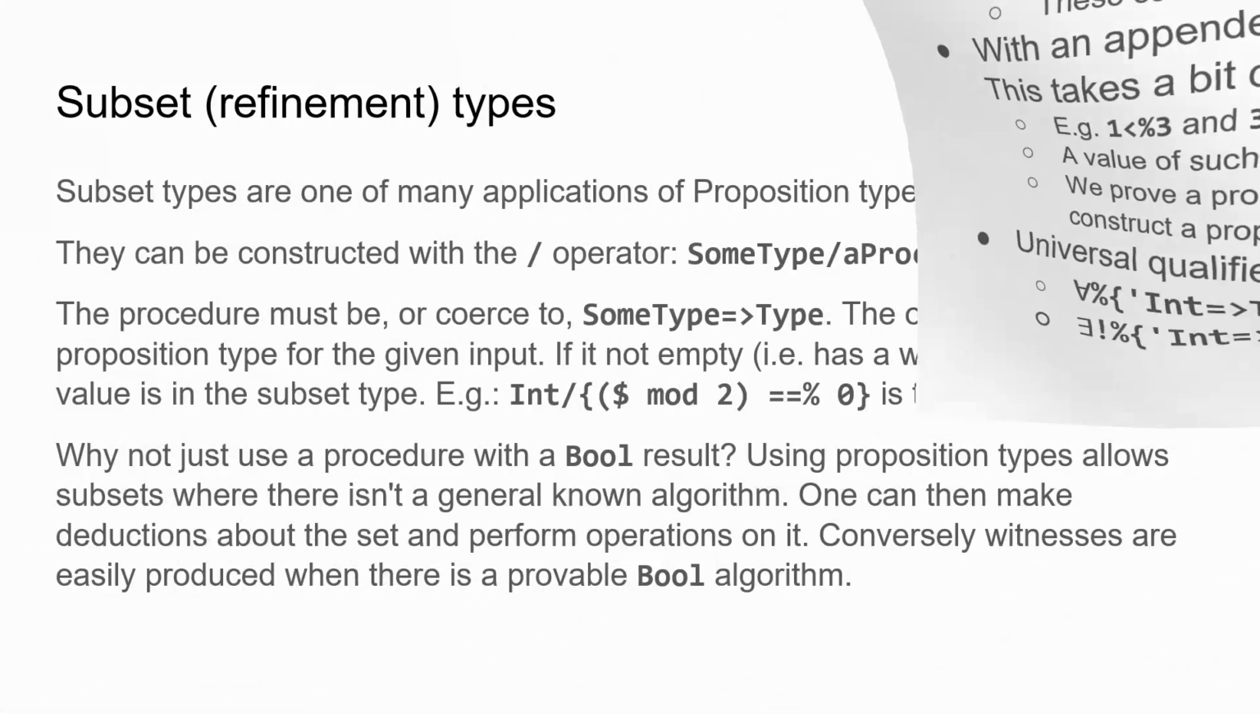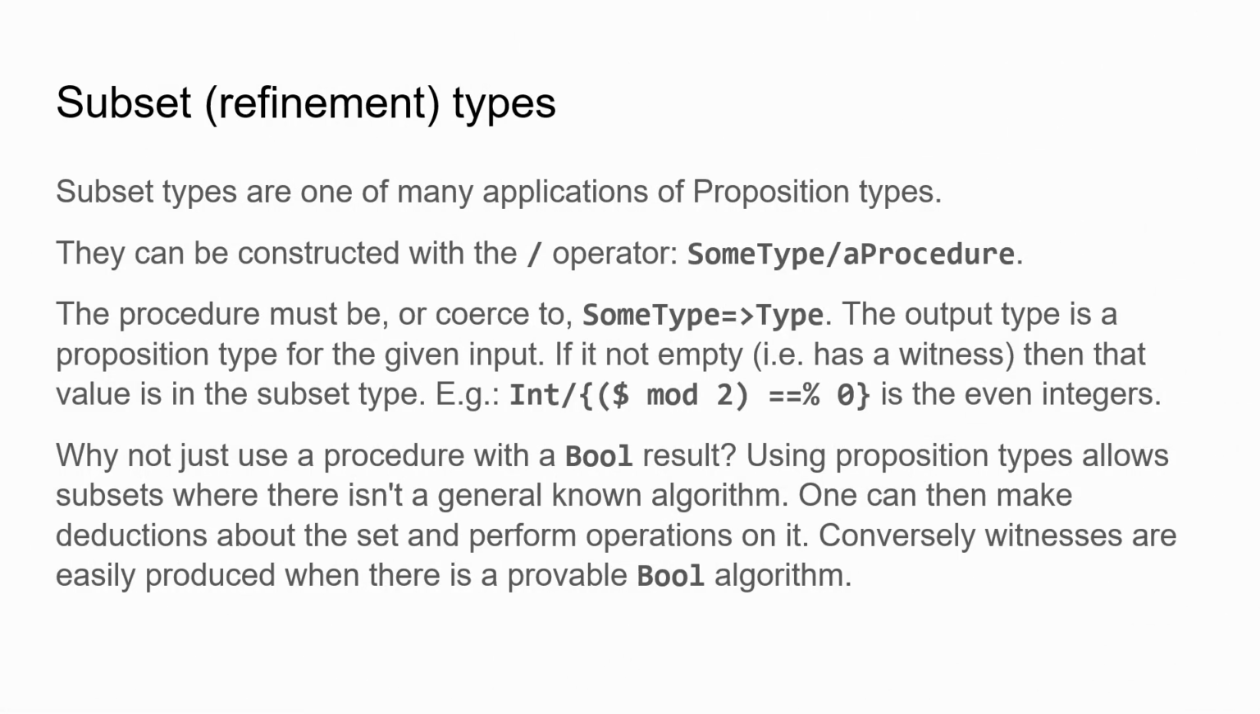So now that we have these tools, we can extend our type hierarchy with subset types. That just uses a slash operator, so some type slash a procedure. The procedure must be, or coerce to, the type that we're subsetting to type. And of course, the output type is going to be one of these proposition types. And if it's not empty, it has a witness, then the value is in the subset type.